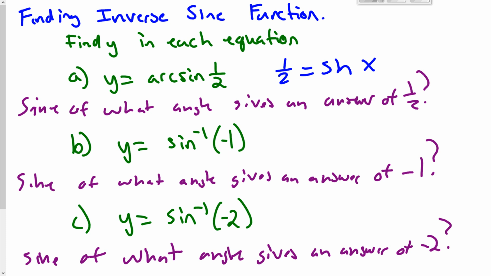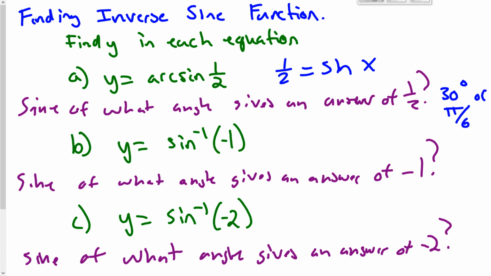So which finger do I have to put down on my left hand that would give me a sine of 1/2? Well, that is 30 degrees, right? It's putting down that second finger there. So 30 degrees, or you can put it in radians as pi/6, right? So either of these two will work.